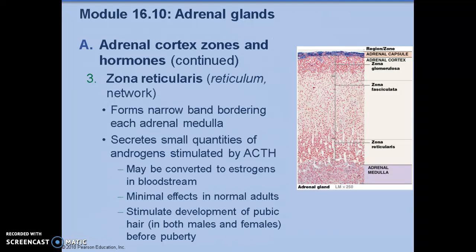And then the innermost layer, the zona reticularis, secretes small quantities of androgens. Androgens are male hormones, but they can be converted to female hormones. In an adult, there's not much effect, but as we grow older, you'll see effects of these hormones. And also these hormones are important in stimulating the development of pubic hair before puberty in both males and females.